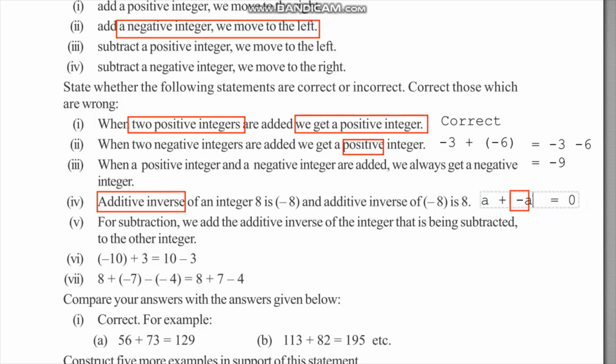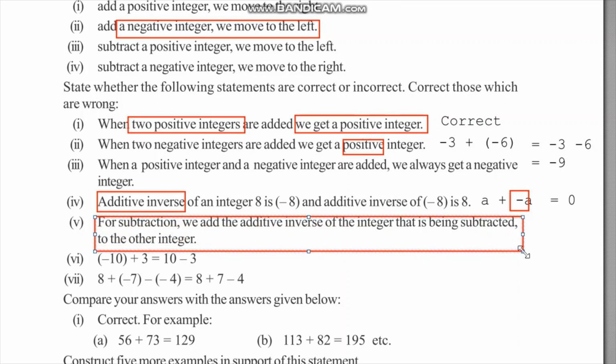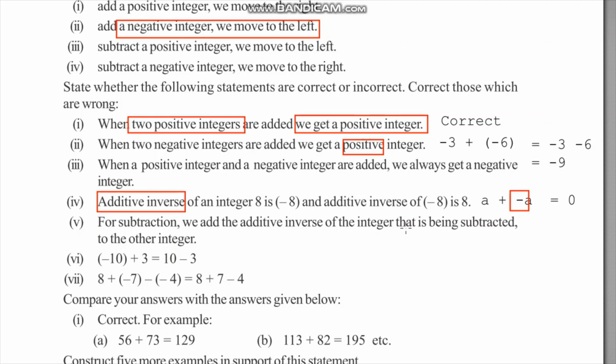Next, the fifth one. For subtraction, we add the additive inverse of the integer that is being subtracted to the other integer. Now, this statement can seem a little bit complicated, so let us take it part by part. Let us start with this part: adding the additive inverse of the integer that is being subtracted. What do you think this means? Let us take our example and find out.